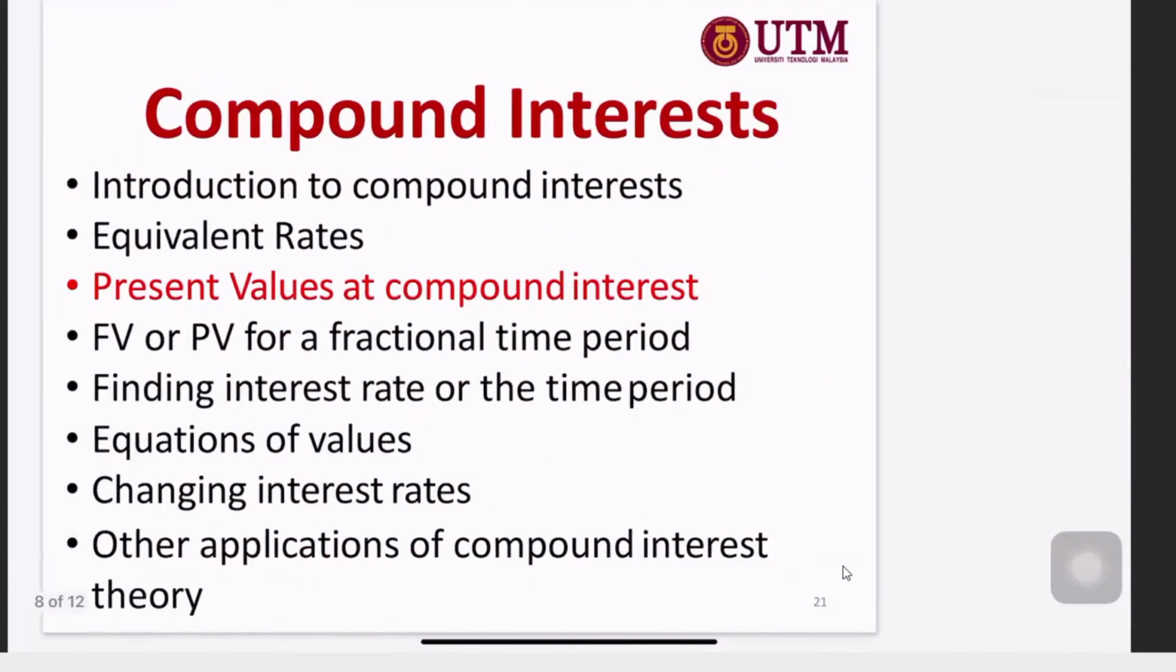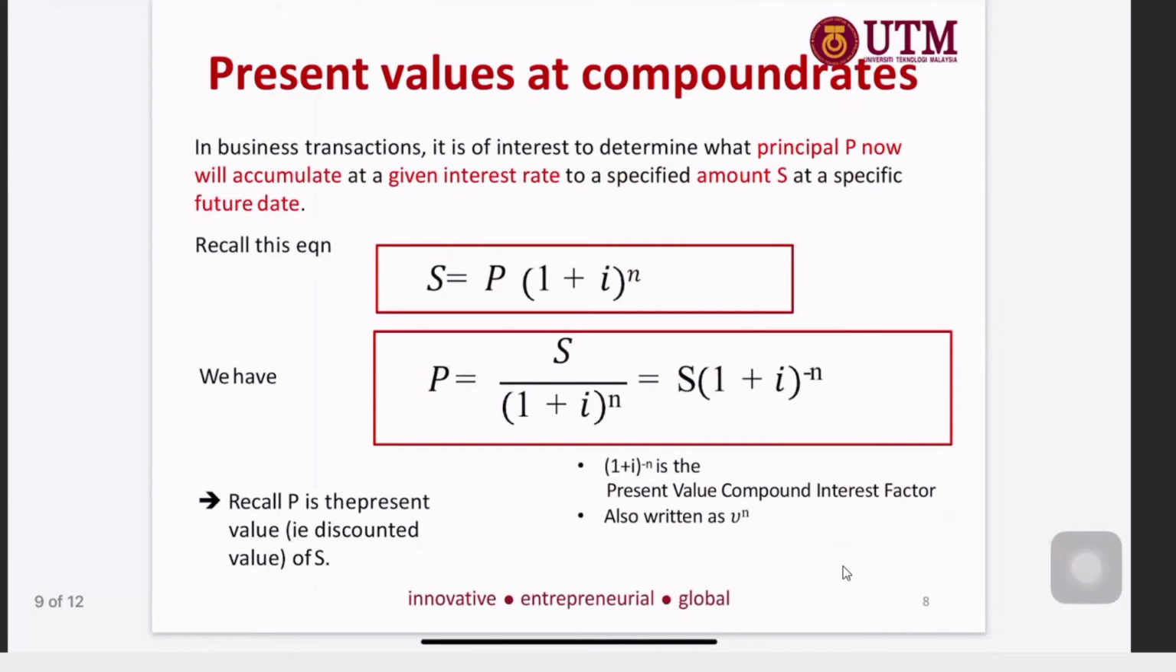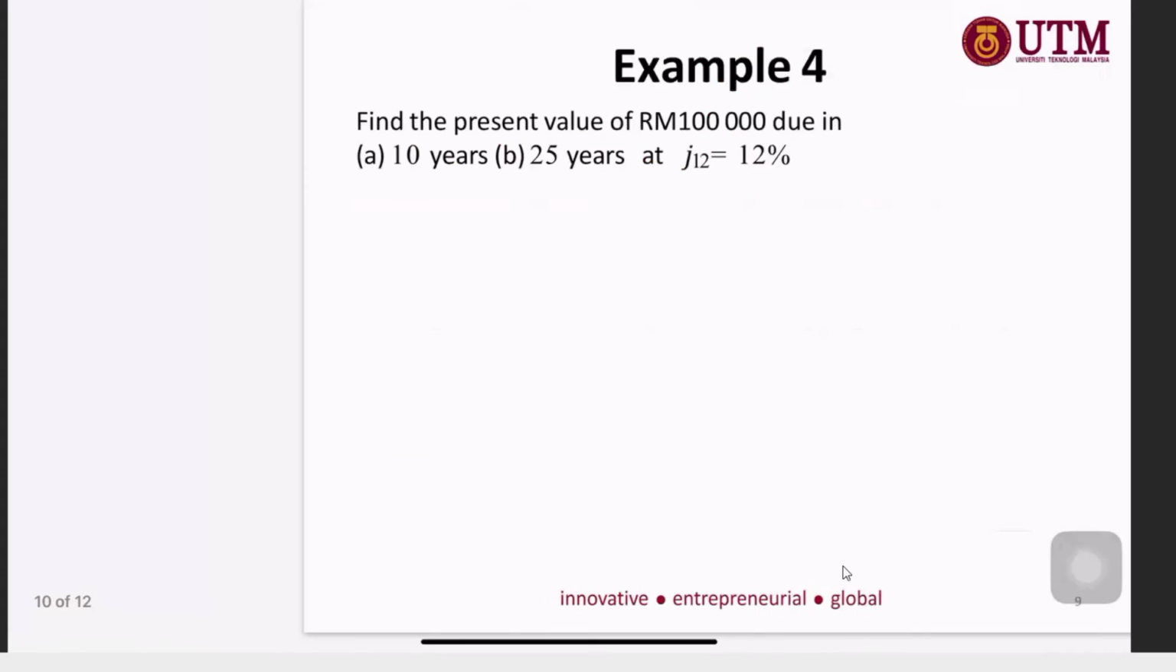This one is present value. The process is the same as the simple interest, but now the formula has changed. So now your formula is this one. To get the present value, or the value of P, you just have to bring this 1 plus i to the power of n to the side of the accumulated value. So this would be the formula of your present value of compound interest.